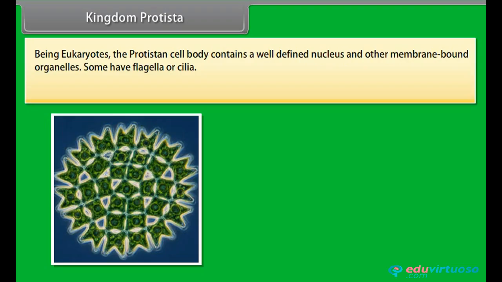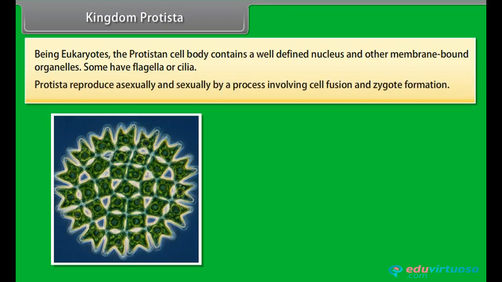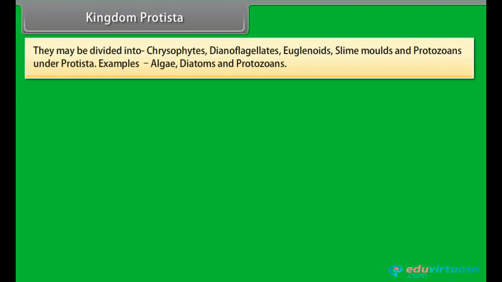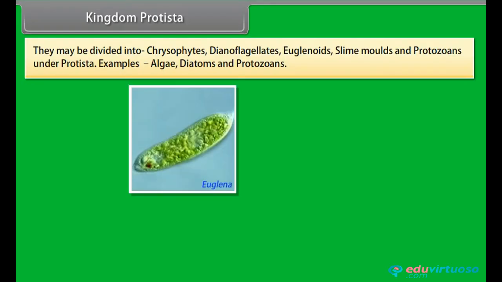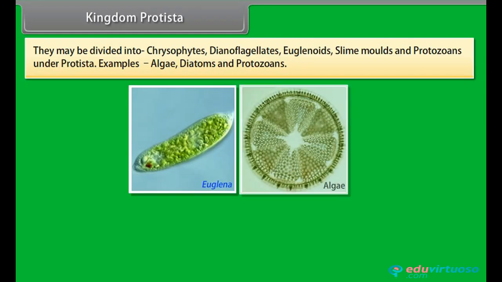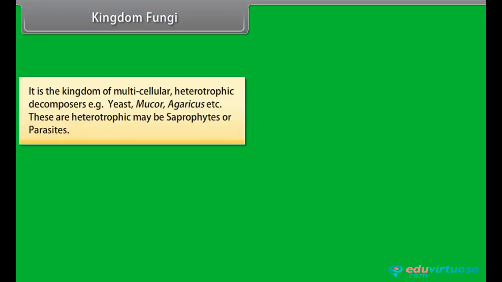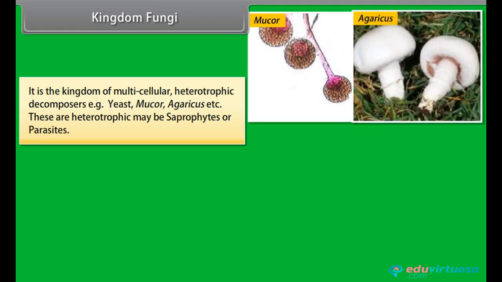Some have flagella or cilia. Protista reproduce asexually and sexually by a process involving cell fusion and zygote formation. They may be divided into chrysophytes, dinoflagellates, euglenoids, slime molds, and protozoans under Protista. Examples: algae, diatoms, and protozoans. Kingdom Fungi. It is the kingdom of multicellular heterotrophic decomposers. For example, yeast, Mucor, Agaricus, etc.